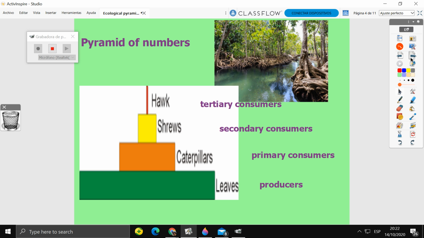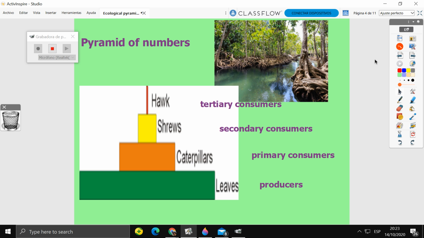In this pyramid of numbers, the producers are located in the lower layer, working up through the consumers' trophic levels. We give this name to this diagram because the shape is often that of a pyramid with a very wide base, with many producers and fewer consumers as you move up in the trophic levels.